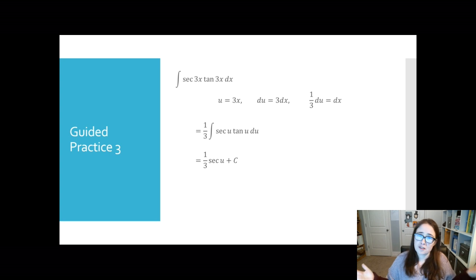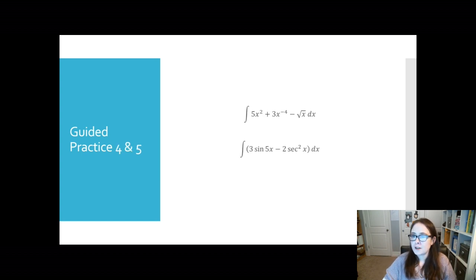And then the last step is to just reverse that u substitution. So swap out the u for the 3x, and I get my final answer. Okay, so this should give you a pretty good starter, just refreshing our memory on Calculus 1. I do have a couple more guided practice examples from the guided practice notes that you can try out to make sure you've got all these concepts down and are ready for new material in Calculus 2.